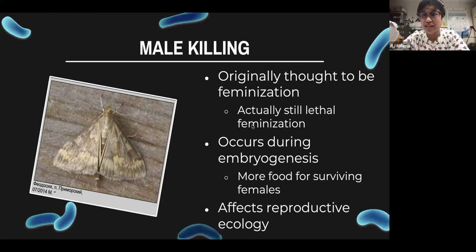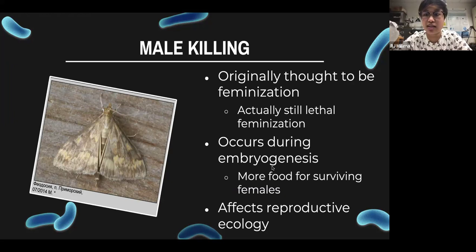In the absence of Wolbachia, the genetic females died during larval development, whereas in the presence of Wolbachia, genetic males became feminized and died during the larval development. So it's still actually lethal feminization. It's just that it kills the males before they develop into adults. This occurs during embryogenesis, and it's probably to provide more food for the surviving female siblings and ensure their survival so that they can proliferate and spread the Wolbachia.